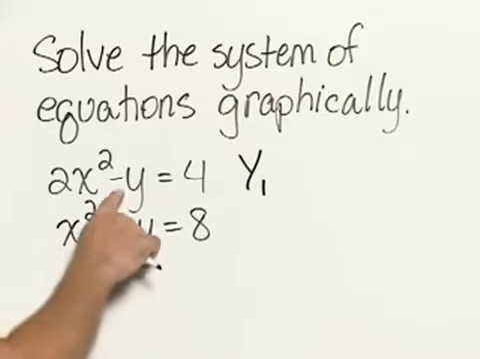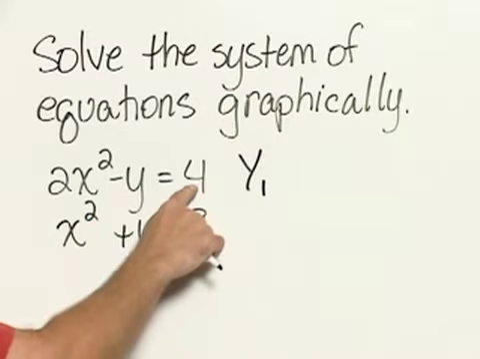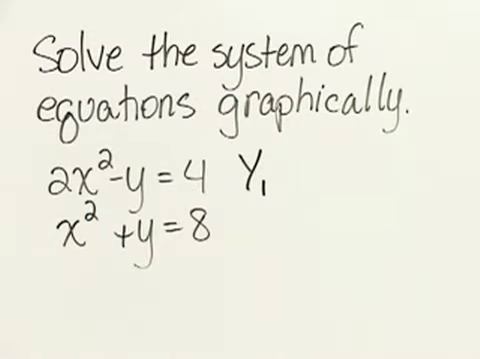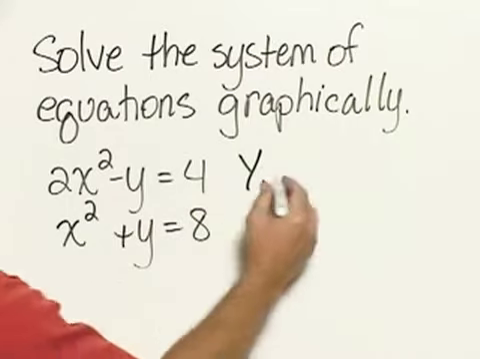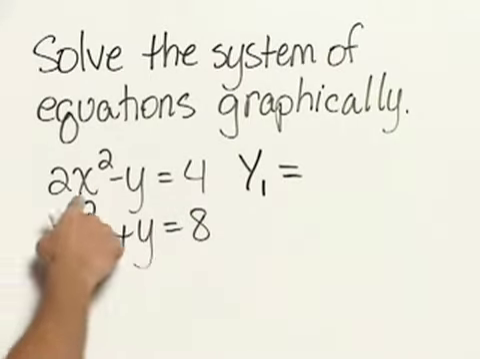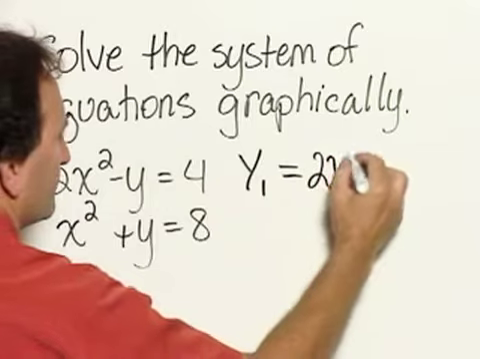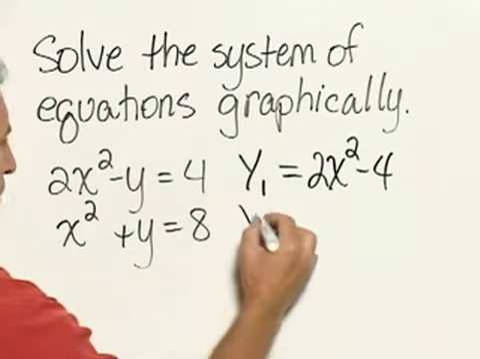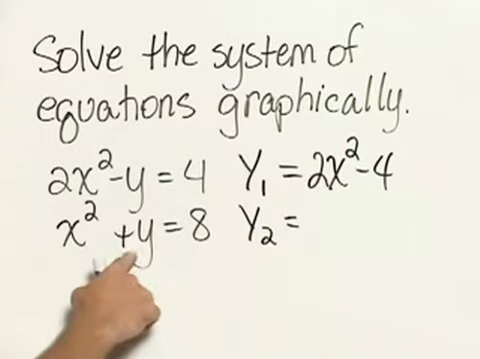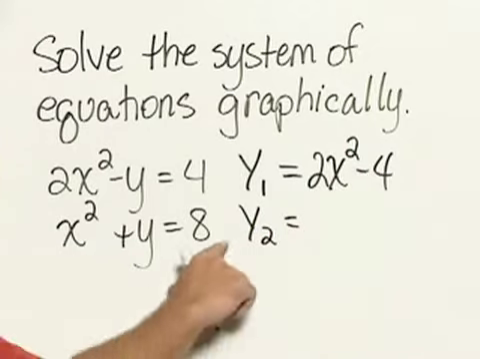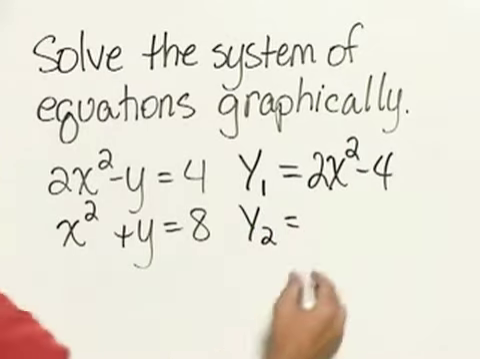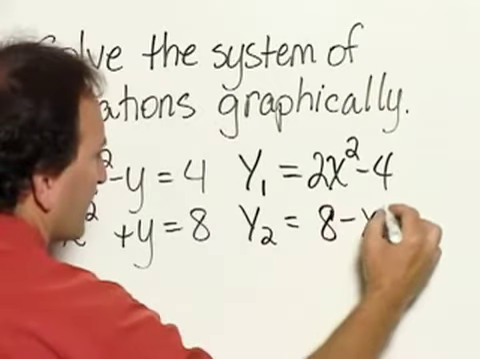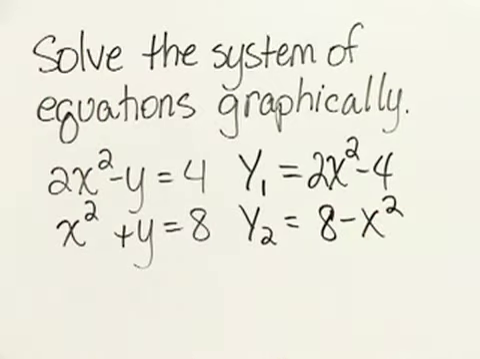Now, what we could do is add y to this side and subtract 4, and so what we get as the equation for y sub 1 is 2x squared minus 4. For y sub 2, all we need to do is subtract the x squared from both sides, so that would be 8 minus x squared. So now let's go to the calculator, enter those two equations, and see where they intersect.